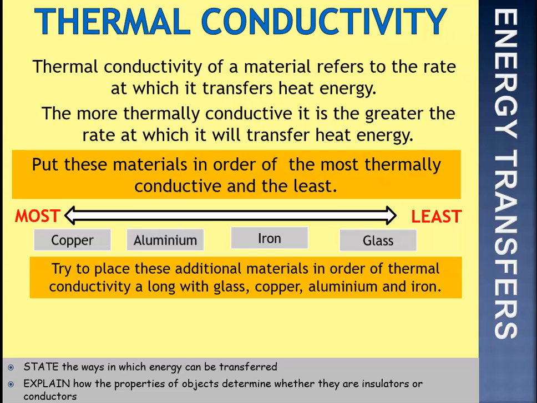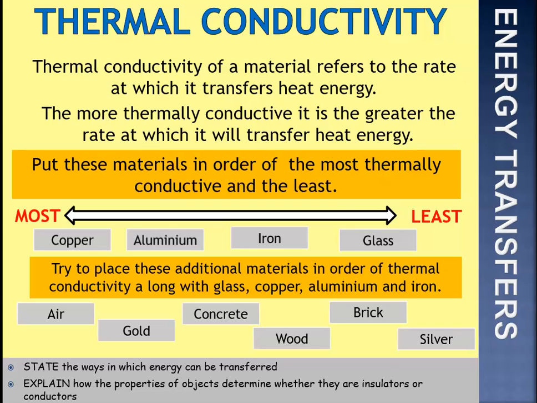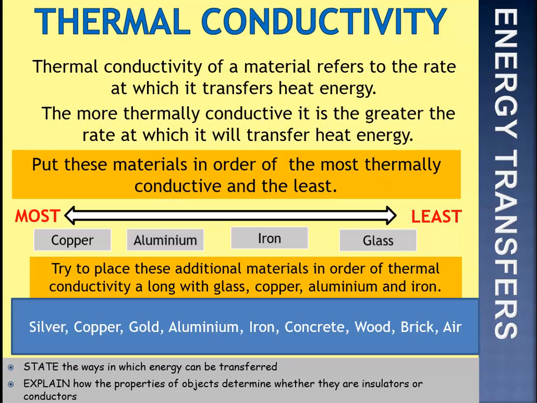Try and put these in order as well, so place these on the continuum. We have air, gold, concrete, wood, brick, and silver. Place those on that continuum with copper, aluminium, iron, and glass. Pause the video while you do that. Okay, here's the order. It's silver, copper, gold, aluminium, iron, concrete, wood, brick, and air.